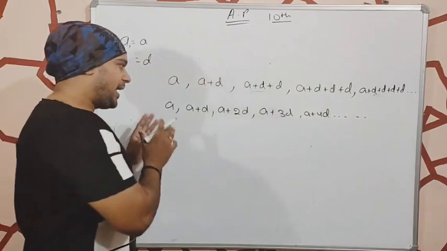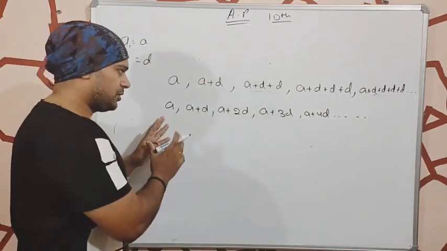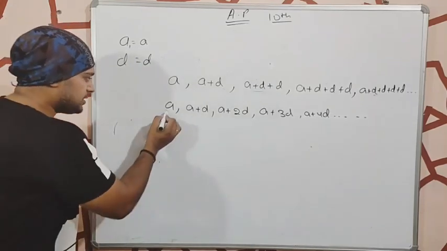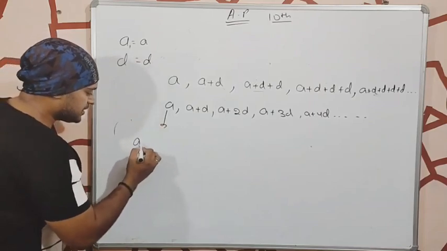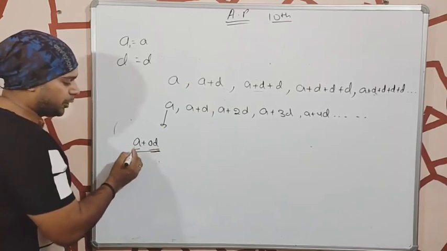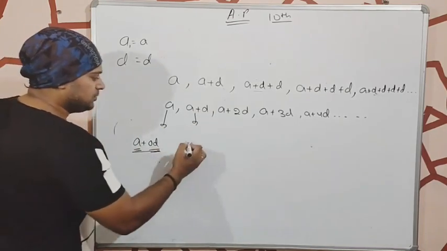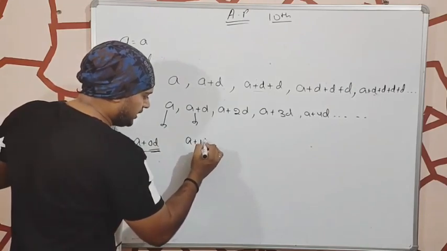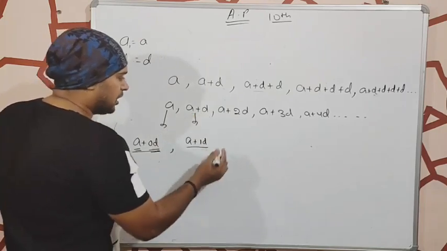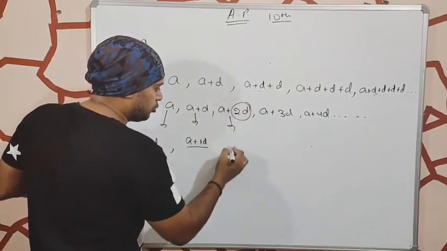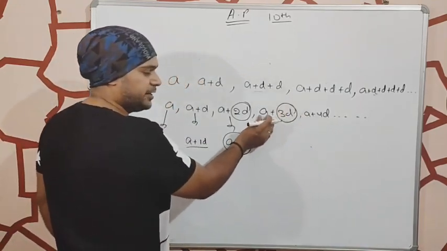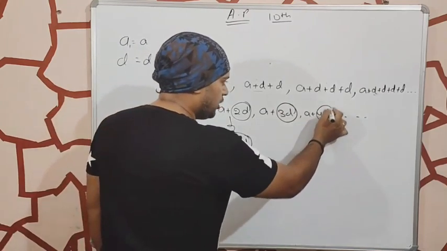Now just have a look at this sequence. You thoroughly look at this sequence, and what you are going to find is that the first term is a plus 0d. What is the first term? A plus 0d. There are no d's added to a. In the second term there is only 1d added to a. Now the third term is having 2d's added to a, that is a plus 2d. Now the fourth term is having 3d's added to a, and the fifth term is having 4d's added to a.